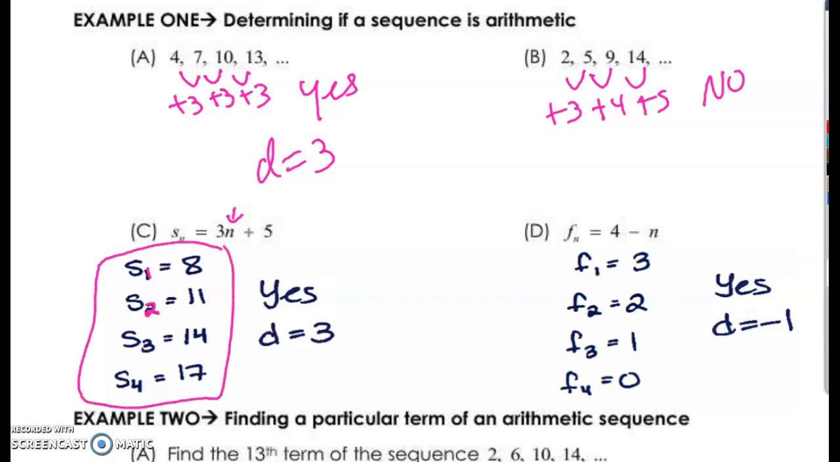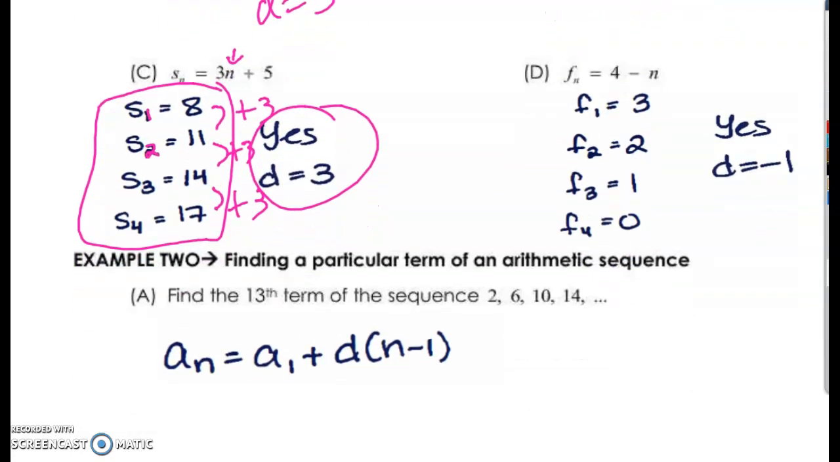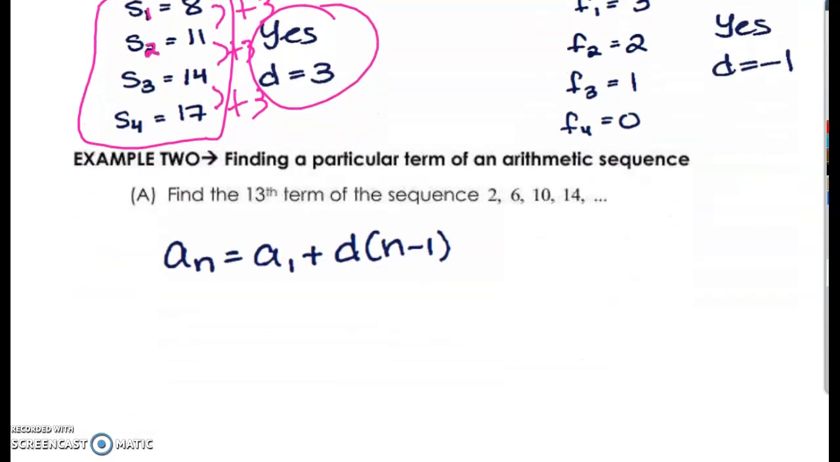So here we go, 4 terms. And then you take a look at the difference. Is there a common difference? 8, 9, 10, 11. 11, 12, 13, 14. Yes, looks like you're just adding 3. So that's why d is 3, and it's an arithmetic sequence. For D, when you plug in values, 3, 2, 1, yes, we're subtracting 1 each time, so the difference is negative 1.